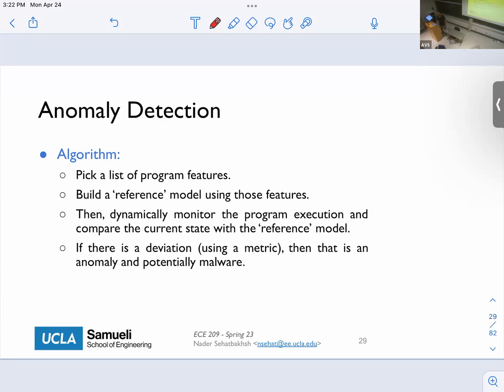Then what I need to do is build what we call a reference model. Essentially, the idea here is that now I need to know what my normal program would look like using these features. So I'm going to run a bunch of normal programs, collect these features, and build what we call a reference model. Then I need to dynamically monitor the system. So this first part is what you can call a training phase, in which you build your baseline model, your golden model.